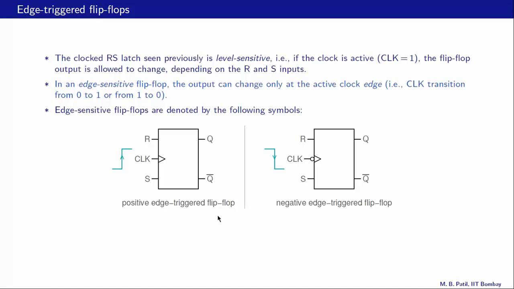Alright. Now the common feature of these symbols is this triangle. That triangle indicates that it's an edge triggered flip-flop. And whether it is a positive edge triggered flip-flop or a negative edge triggered flip-flop is indicated by this circle here. If we have a circle here, then that's a negative edge triggered flip-flop, and absence of the circle indicates that it is a positive edge triggered flip-flop. So from this symbol we should be able to make out whether it's an edge triggered flip-flop, and if so, whether it is a positive or negative edge triggered flip-flop.